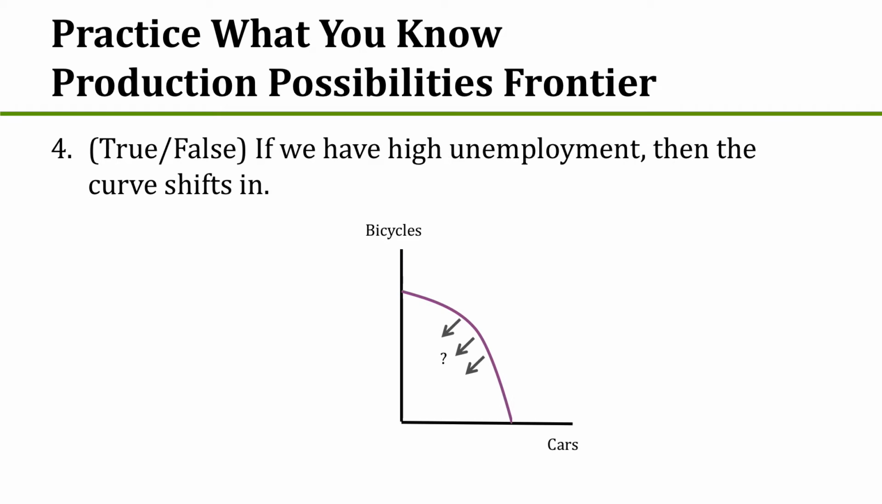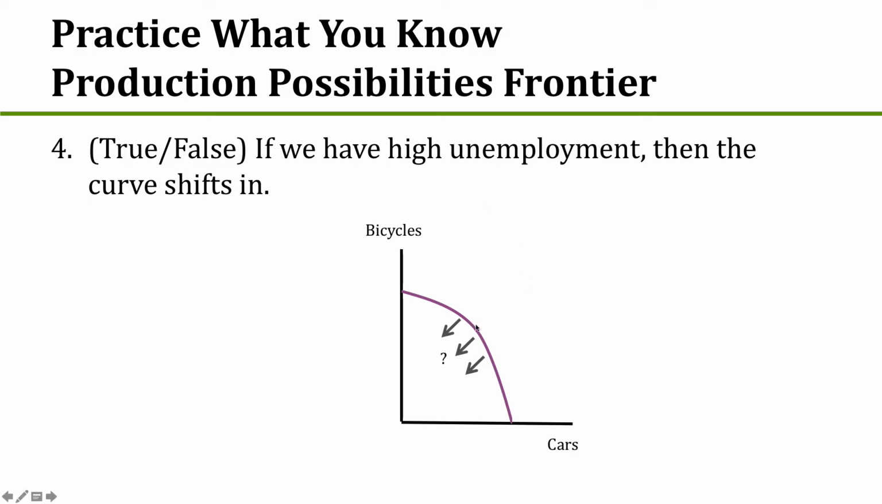Number 4, if we have high unemployment, then the curve shifts in. First of all, you need to remember the definition of production possibilities frontier. Production possibilities frontier is giving you the combinations of goods that you can produce with fixed resources and fixed technology. Another condition is you have to use all of these resources and the technology. So you will be on an efficient point.